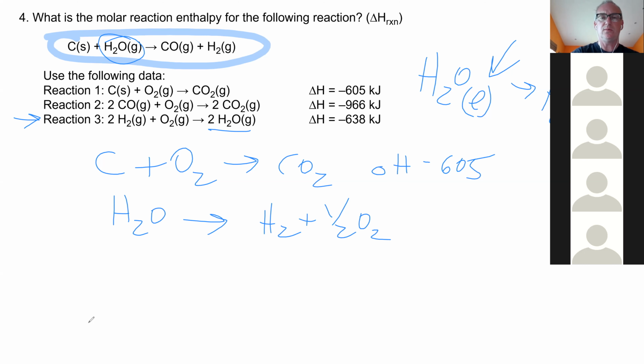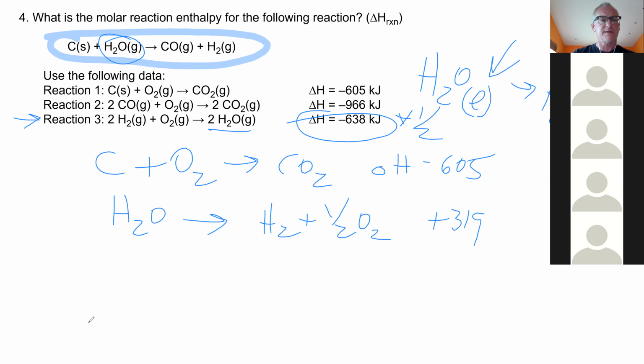So what do I do with the delta H? Change it to a plus. Yep, change it to a plus, and what else? Divided by 2, because I've switched it and I've divided it by 1/2. Yeah, so I need to switch it and multiply it by 1/2. So 638 divided by 2. So that's going to be plus 319.